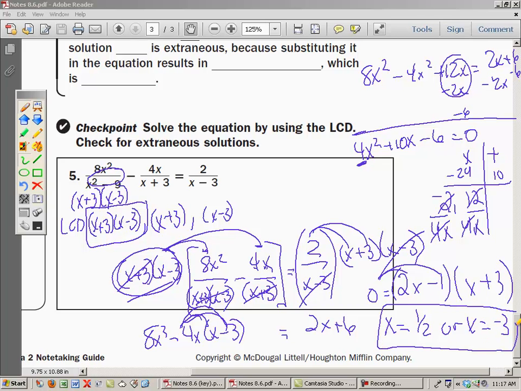Now, let's take a look at x equals negative 3 as a possible solution. If I plug negative 3 into this term right here, watch what happens to the denominator. 4x over negative 3 plus 3 becomes 4x over 0, and again, this could be negative 12 if you wanted to. Either way, that term becomes undefined if x equals negative 3. So that solution, we have to reject. The only solution that works is x equals 1/2.